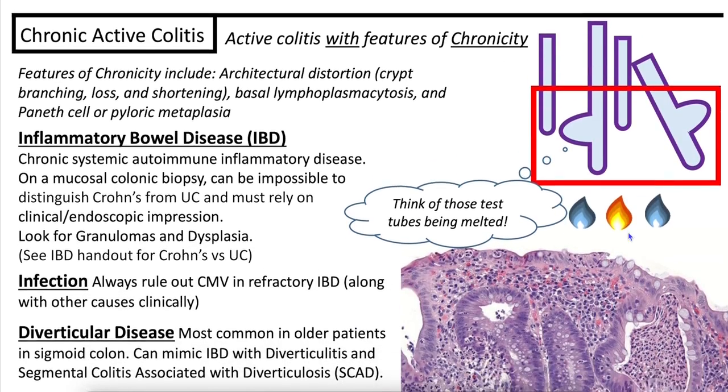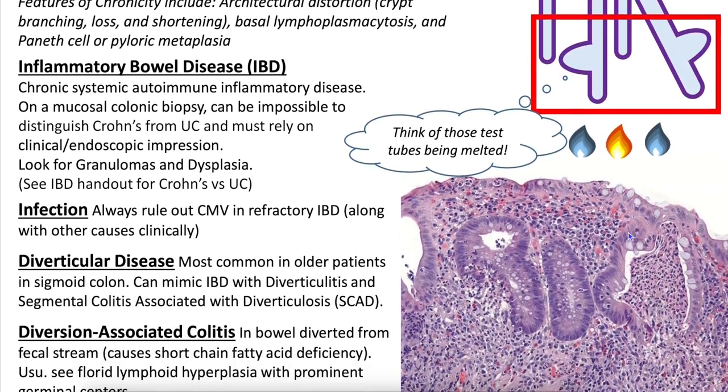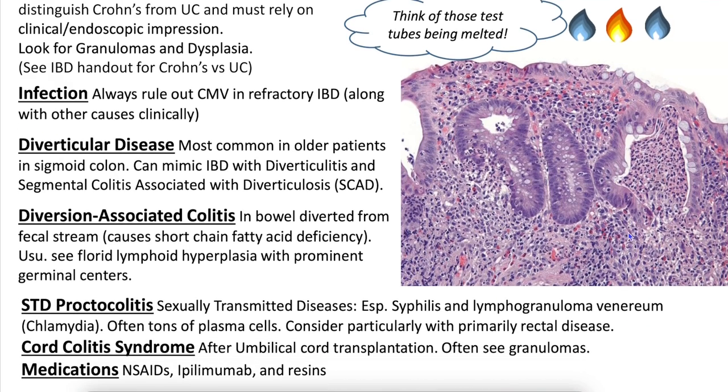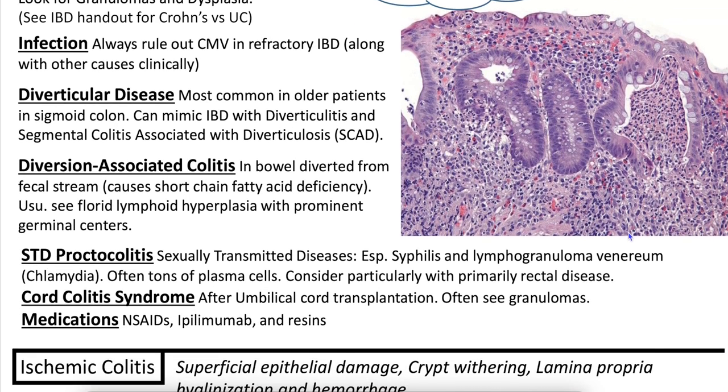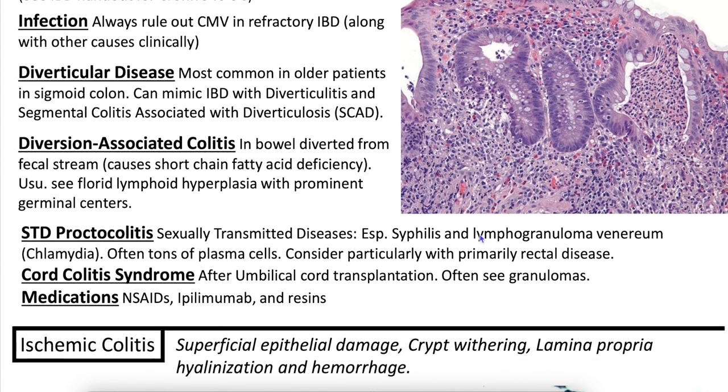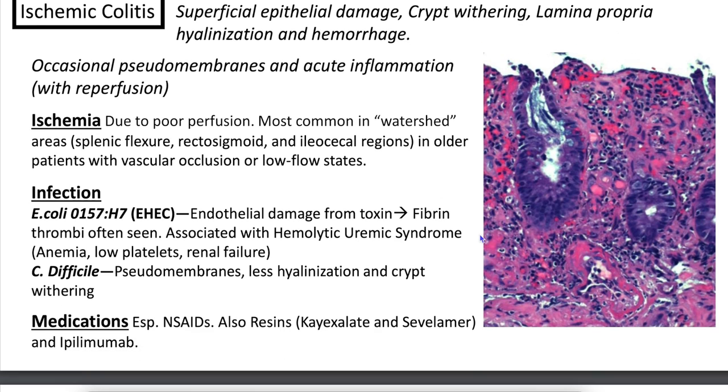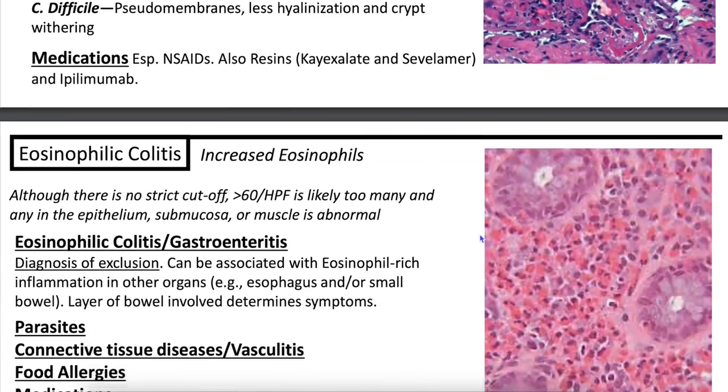Chronic active colitis with features of chronicity. IBD, infection, diverticular disease like SCAD, diversion-associated colitis, because cells are happy when they have that fecal stream. They're angry if they don't have the fecal stream. STD proctocolitis, look for the tons of plasma cells. Cord colitis syndrome, MEDs. Ischemic colitis, ischemia, infection, E. coli O157:H7 and C. difficile, medications.